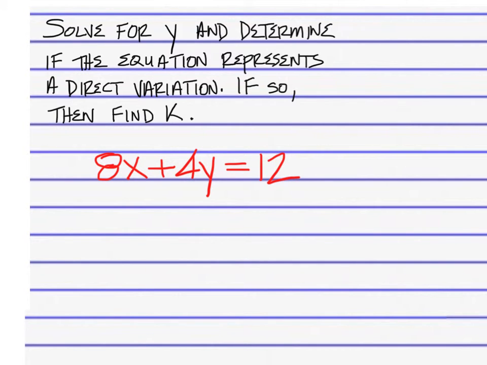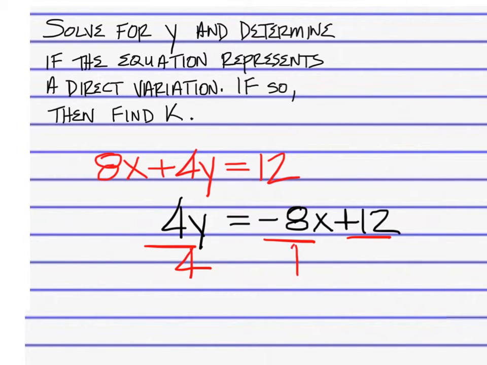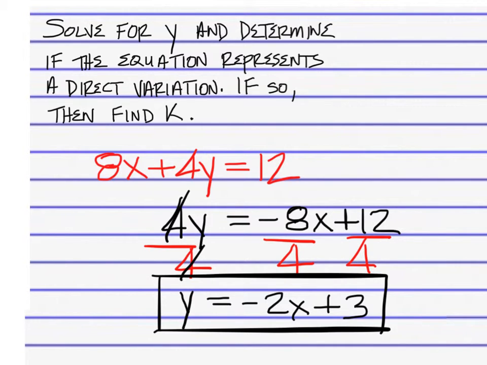Solve for y and determine if the equation represents a direct variation. If so, then find k. If I'm going to solve for y, I'm going to keep the 4y on the left and move the 8x to the right. Change the sign. And then divide everything by 4. When I do that, these cancel out and I have y equals negative 2x plus 3. Is this a direct variation? No.